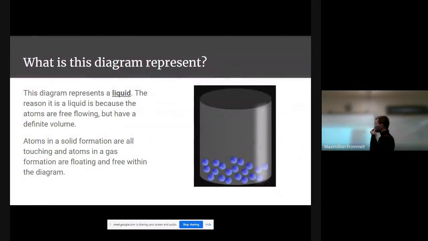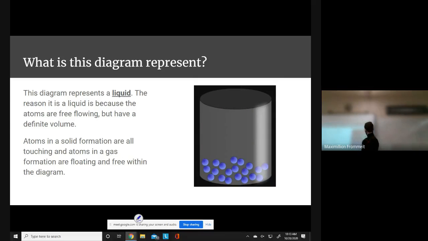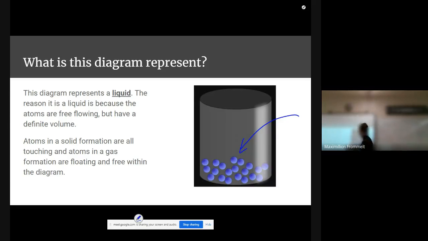One of the first things I noticed is this question was pretty much missed all across the board: what does this diagram represent? When we're talking about atomic diagrams, any of those individual little spheres is representing an atom. Because all of these atoms are just floating on the very bottom of our container, that is representing a liquid.